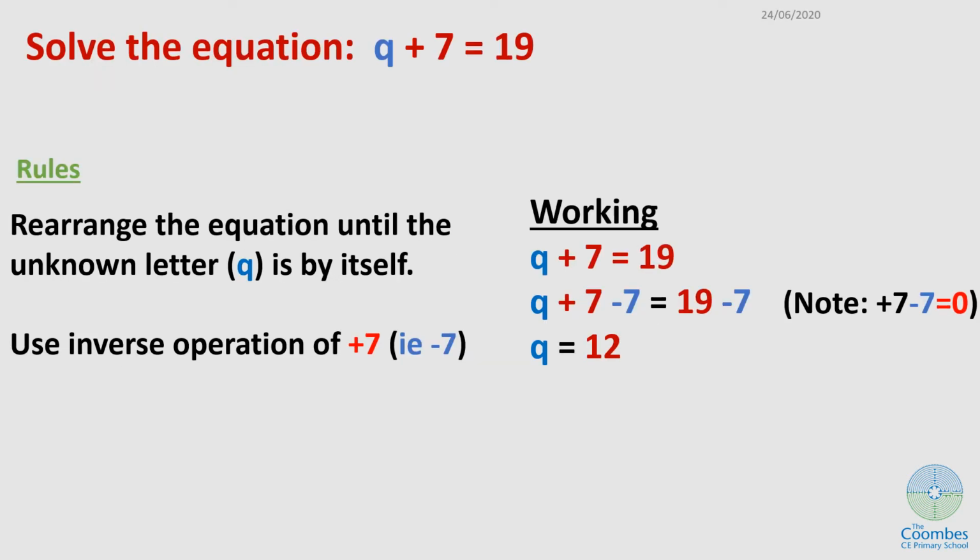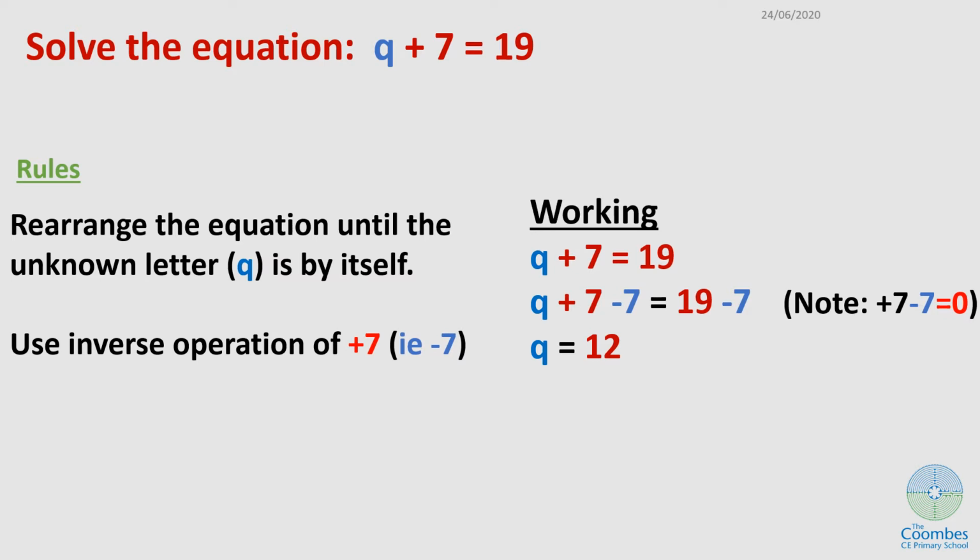So let's see how we are going to solve this equation. Q plus 7 equals 19. Now if I follow my rules, I have to rearrange the equation until the unknown letter Q is by itself. To do that, I can see it is Q add 7. Here I have to use the inverse of plus 7, and the inverse of plus 7 is minus 7.